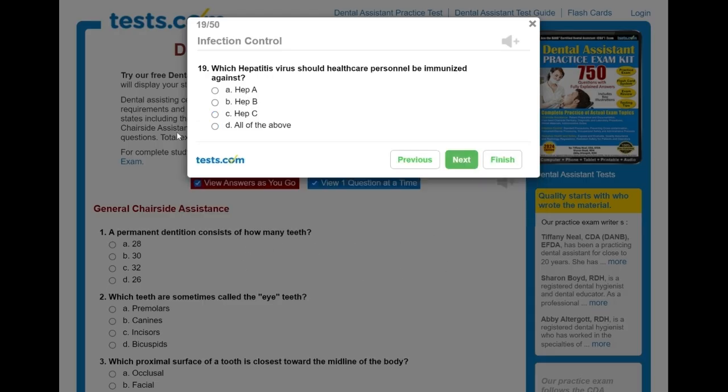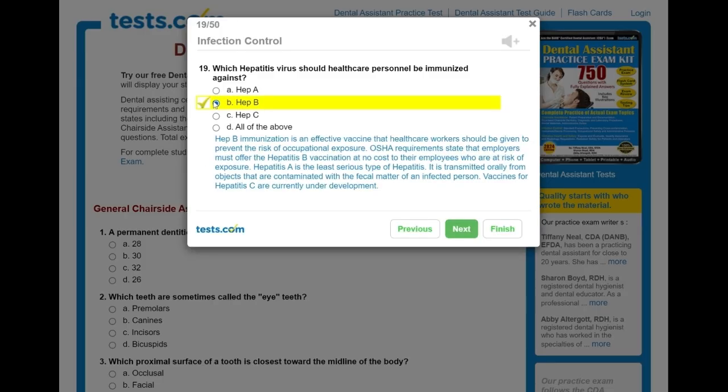Question 19. Which hepatitis virus should healthcare personnel be immunized against? A. Hep A. B. Hep B. C. Hep C. D. All of the above.